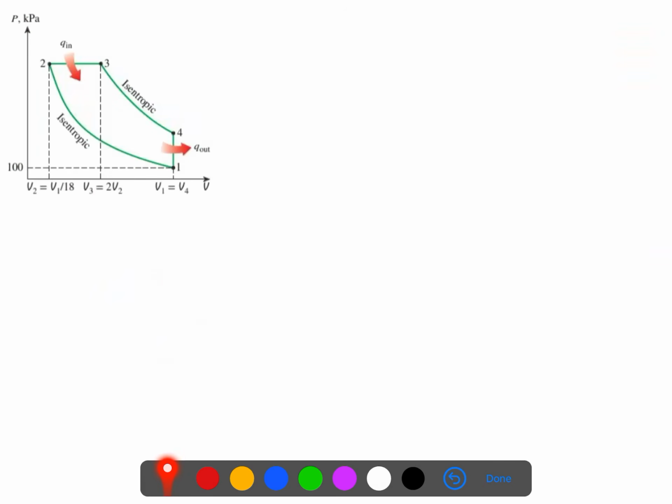So we'll start with the analysis now. Initially, we will determine the volume at the end of the processes from the definition of the cutoff ratio and the compression ratio. So from the compression ratio, let me write it down.